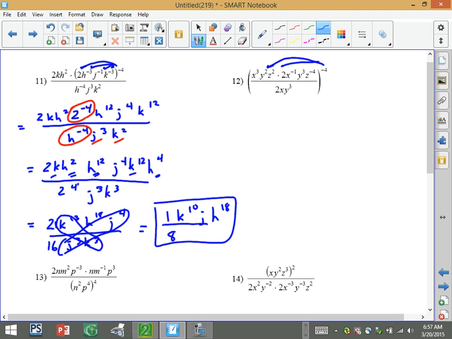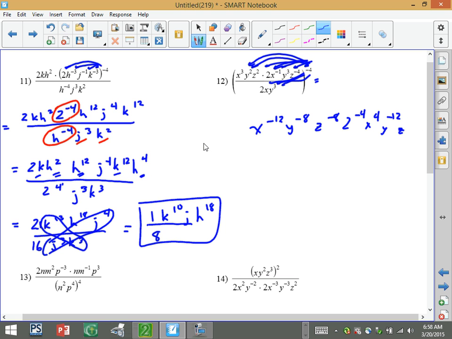Same thing with 12, everything's going to get that negative 4. Send that all the way through all the pieces. C to the negative 8th, 2 to the negative 4th, x to the 4th, y to the negative 12th, and then z to the 16, 2 to the negative 4th, x to the negative 4th, y to the negative 12th.